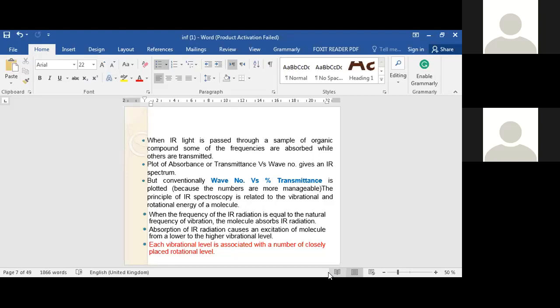And as in UV visible, the absorption of IR radiation causes an excitation of the molecule from a lower to the higher vibration levels. The important thing to know is each vibrational level is associated with a number of closely placed rotational levels. يعني كل مستوى اهتزازي مرتبط بعدد من مستويات طاقة الدوران اللي تكون جدا متقاربة.